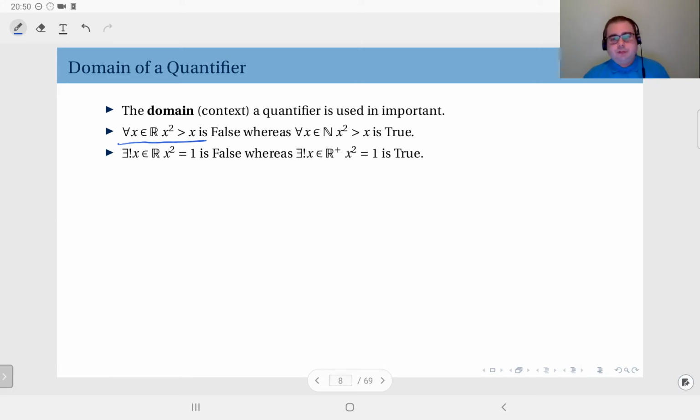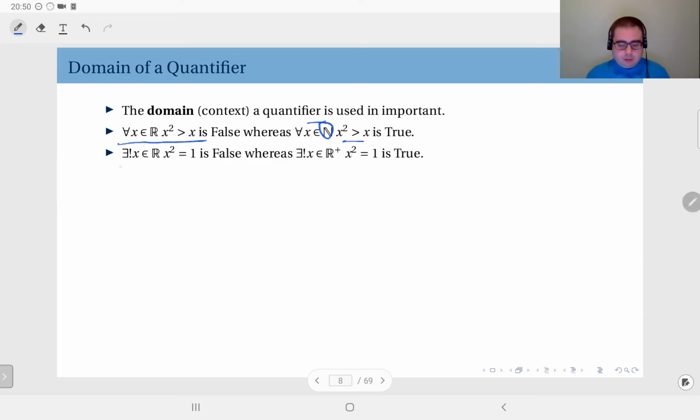However, if you restrict the x values to natural numbers, 0, 1, 2, 3, 4, etc., then this becomes true, because for all those natural number values, this statement is now true. This illustrates that depending on the domain of discourse, a quantified statement can take a different truth value. So this is quite significant.